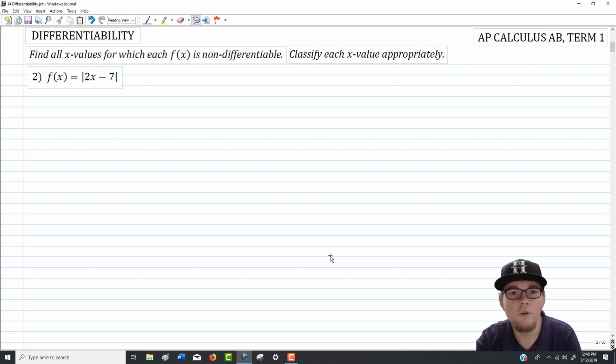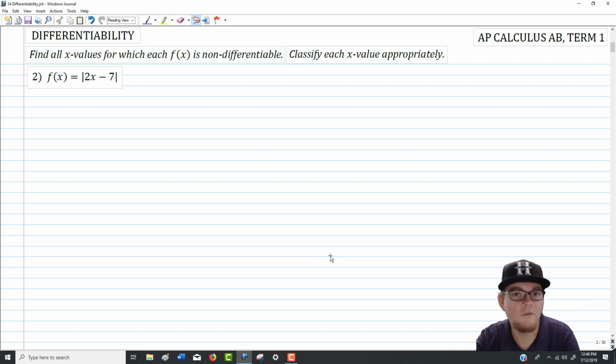In questions 2 through, I believe, 9, you're asked to find all the x values for which a function f is non-differentiable. In other words, we're looking for places where the derivative or the slope doesn't exist or cannot be determined. And our job is to classify each x value appropriately using the nomenclature or names for each of those types of differentiability problems that we might run into.